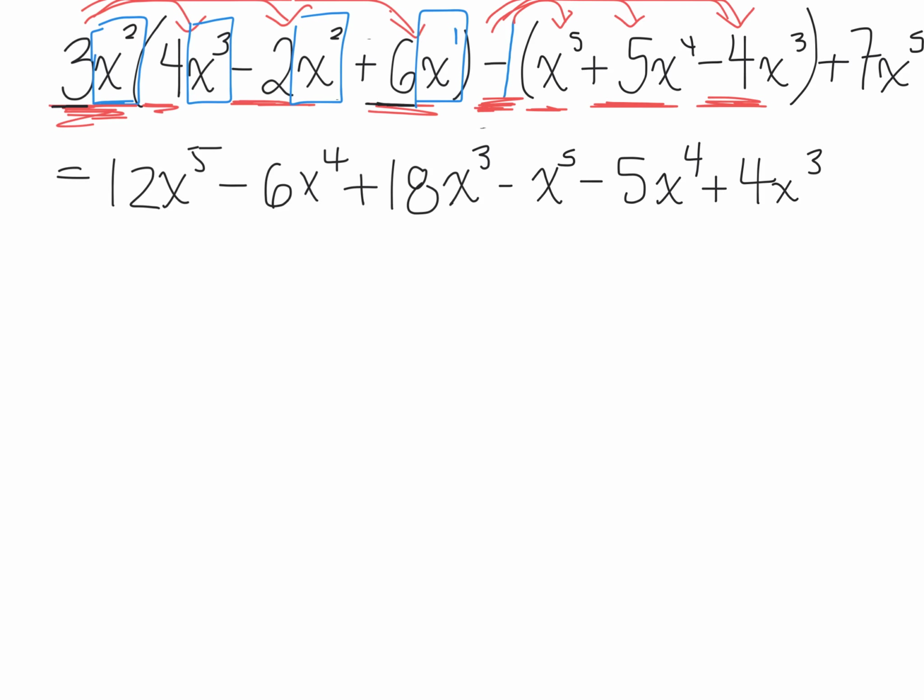Now, because, look here, this is important, because this plus 7x to the power of 5 is not inside a bracket, does anything happen to that? Does it change? No. So we just write that at the end. Plus 7x to the power of 5. That stays as is. Okay, so these terms actually change signs, right?